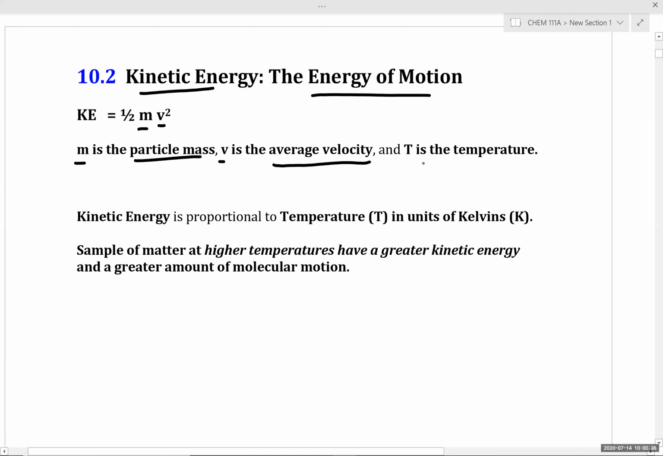And we don't see it in the equation, but this kinetic energy is related to the temperature T. So anytime you see the letter T in these next few sections, it's referring to the temperature. Kinetic energy is proportional to the temperature in units of kelvins. Would anyone like to take a guess? Why kelvins? What's so special about the units of kelvins?